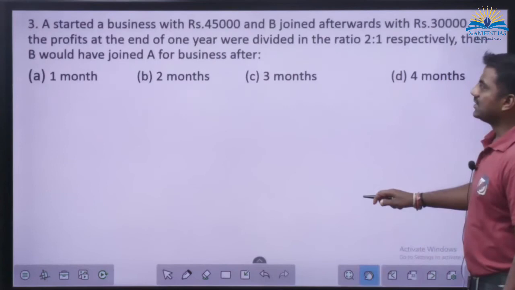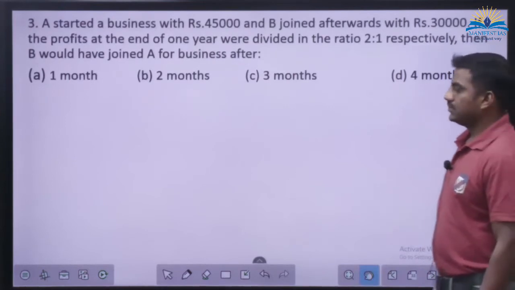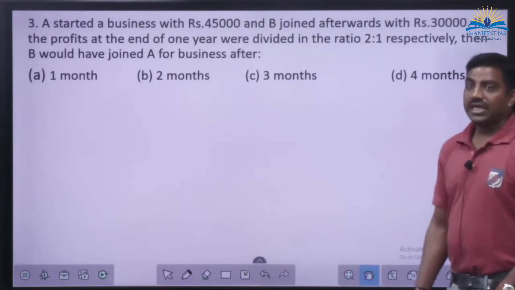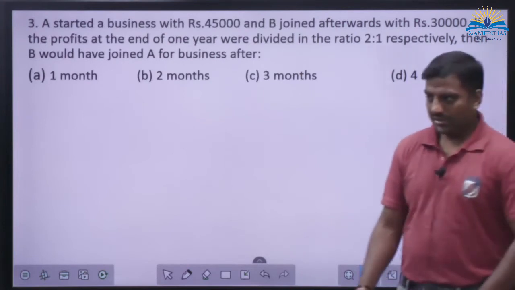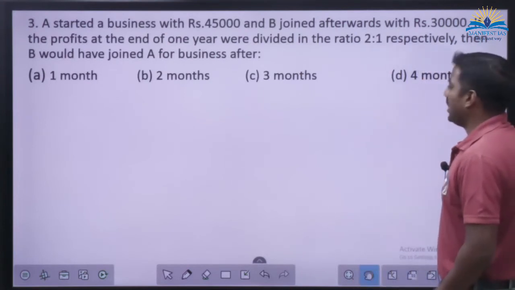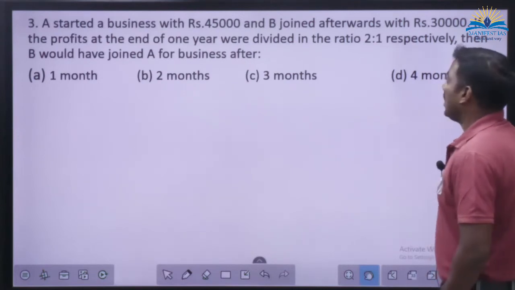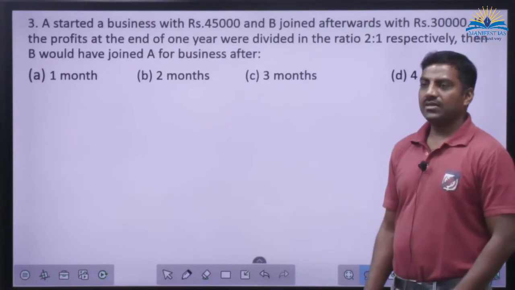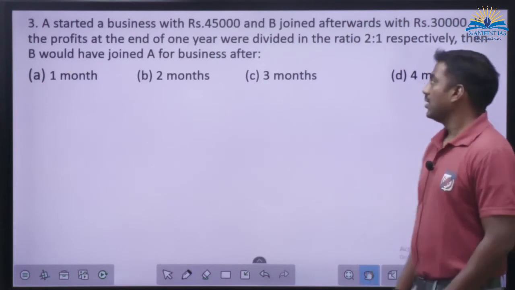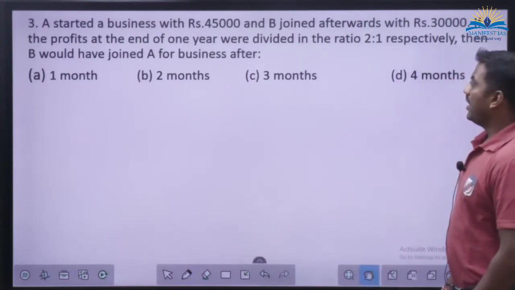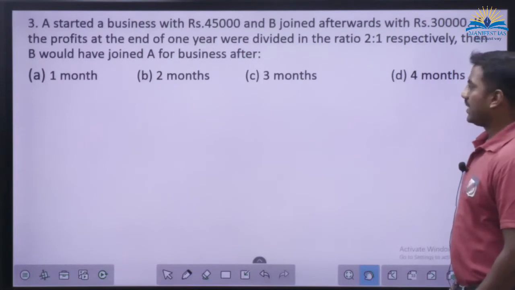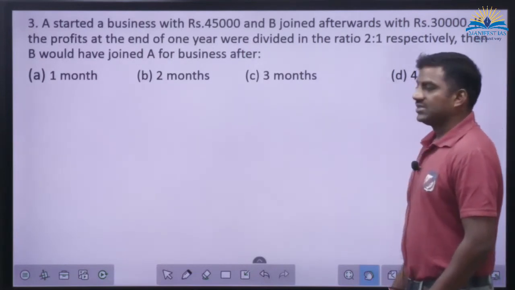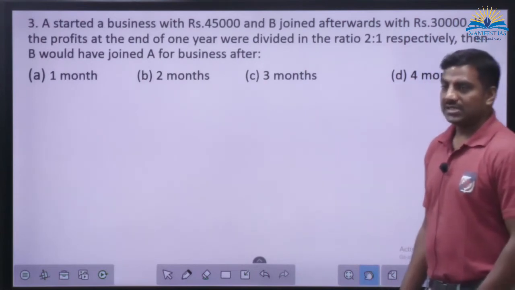A started a business with rupees 45,000. B joined afterwards. That means in the starting only A was there. Then B came and joined him with 30,000 rupees. If the profits at the end of 1 year were divided in the ratio 2:1 respectively, then B would have joined A for business after how many months, it is asking.